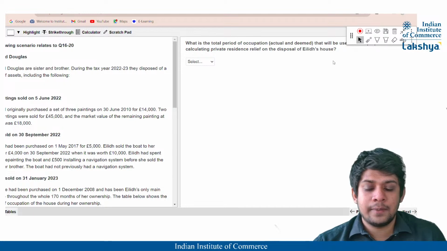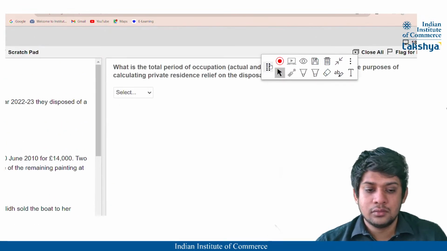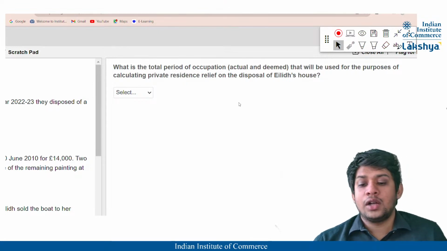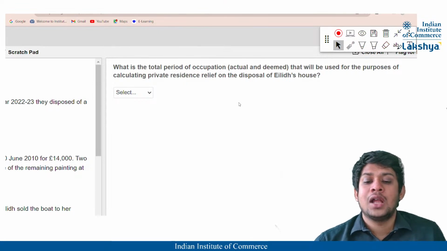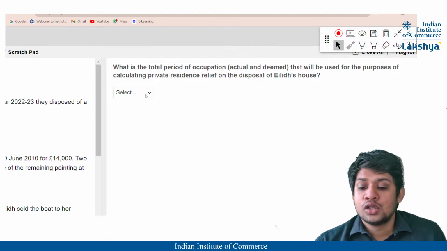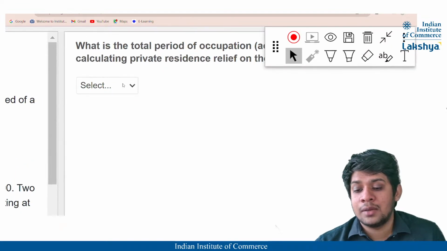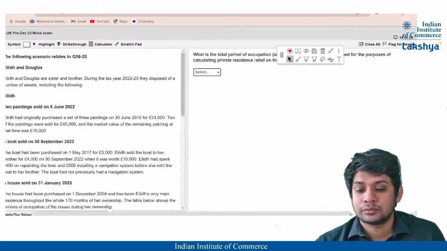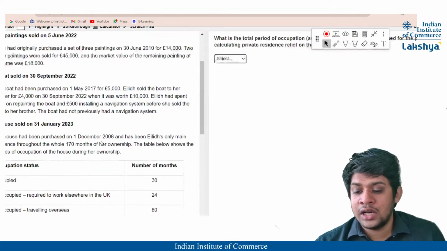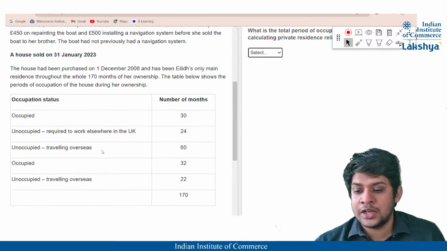Moving on to the next question. Now you have to tell what is the total period of occupation, actual and also the deemed period, that will be used for the purposes of calculating private residence relief on the disposal of Edith's house. So you just have to calculate the months, I guess. Okay, you have to calculate the months. So there must be a scenario relating to it. Yes, you can see the boat sale is done, the painting calculation is done.